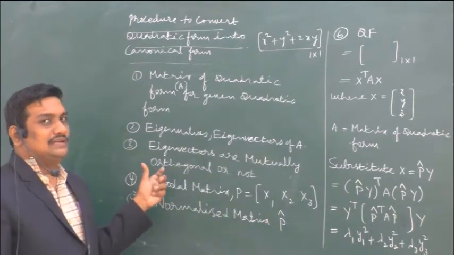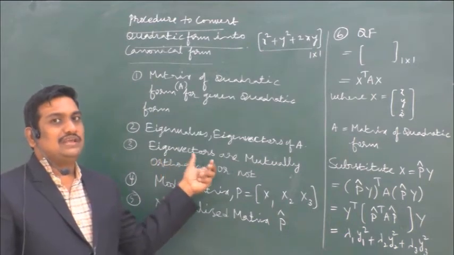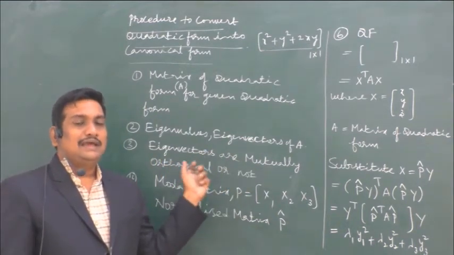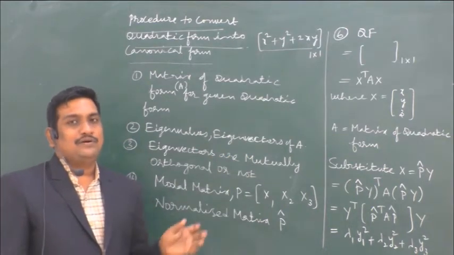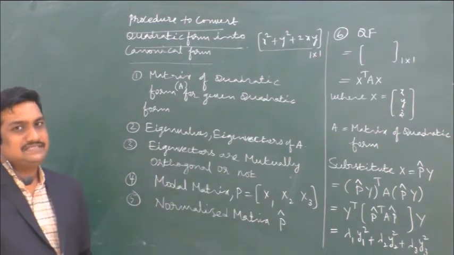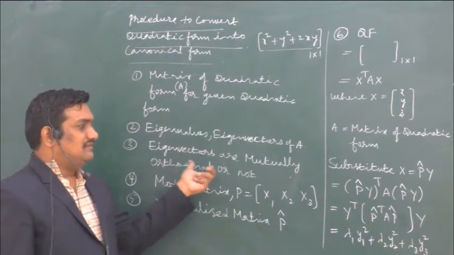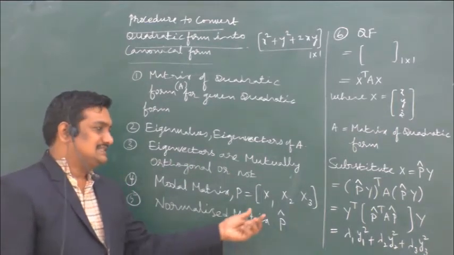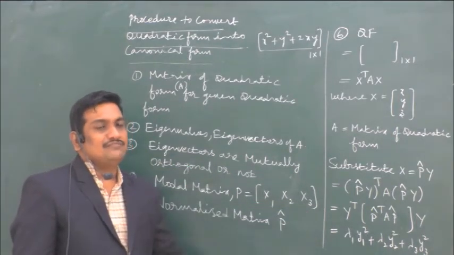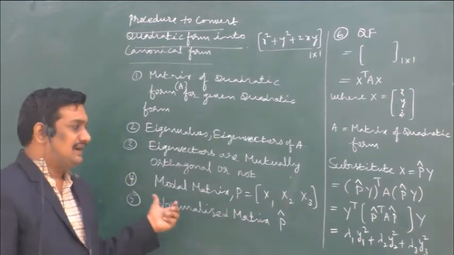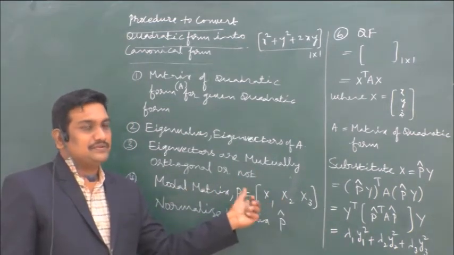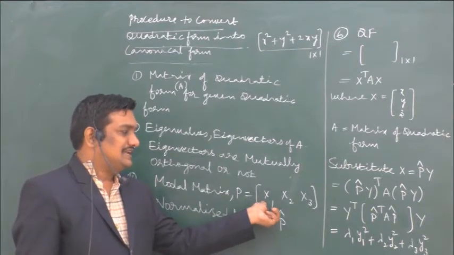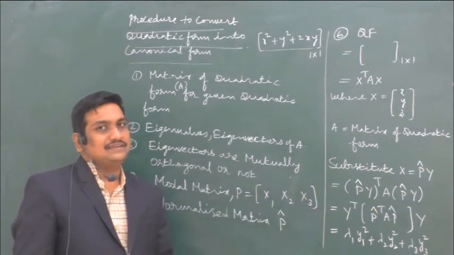Check whether all the eigenvectors are mutually orthogonal or not. If not, make them mutually orthogonal with the help of an additional vector a, b, c. Okay, assume all the vectors are mutually orthogonal. The vectors are x1, x2, x3. Then form the model matrix. The model matrix is a 3 by 3 matrix. Okay, the first column will be the first eigenvector, then the second eigenvector, then the third eigenvector.